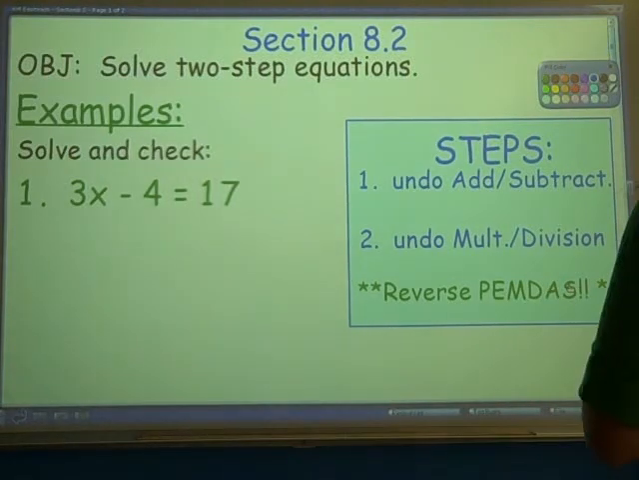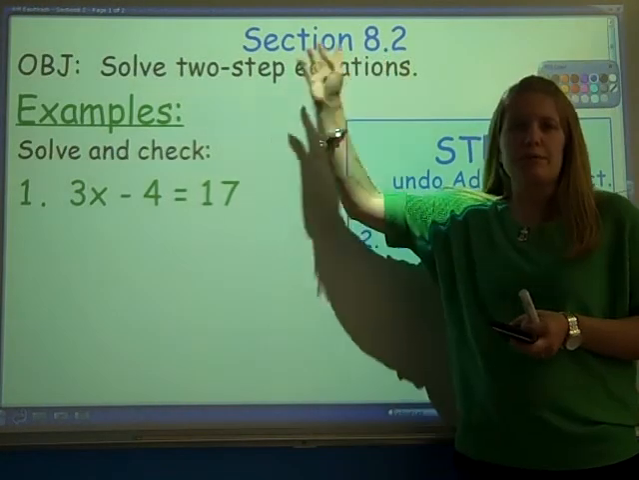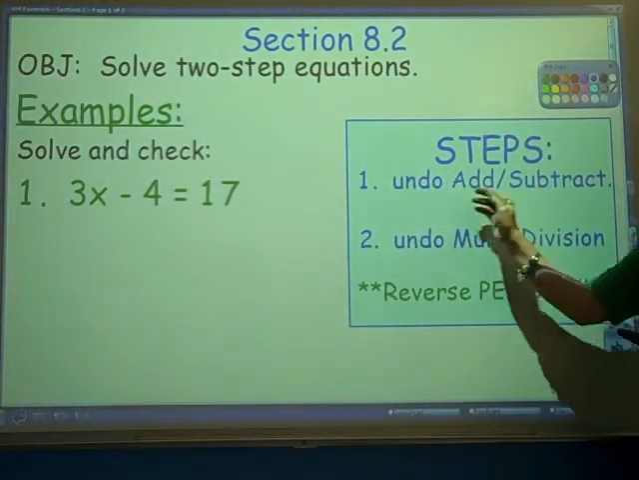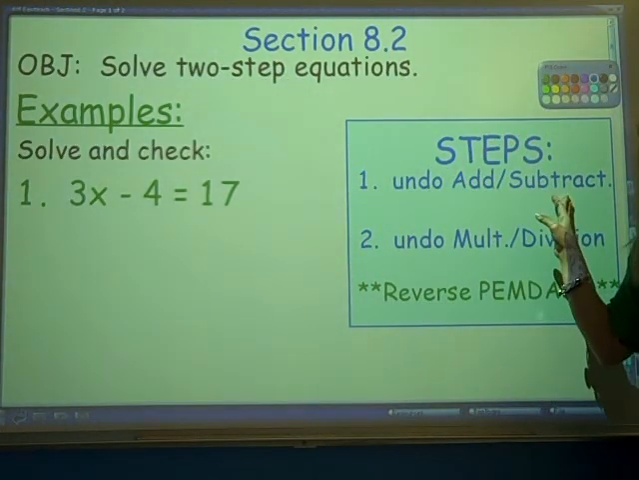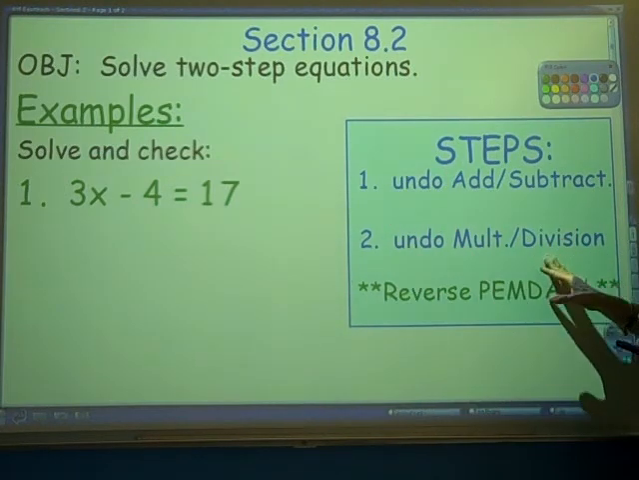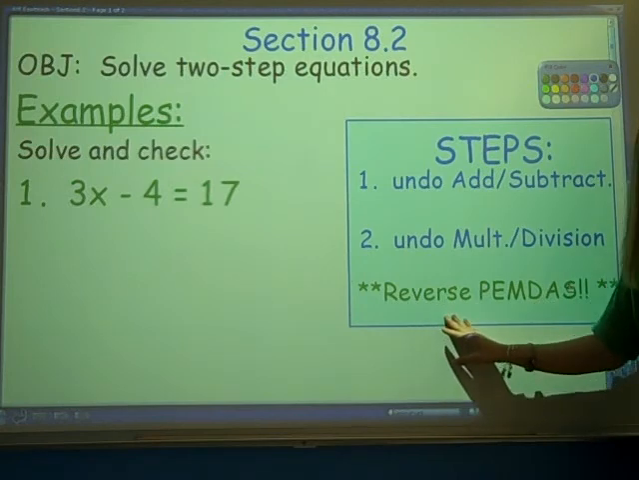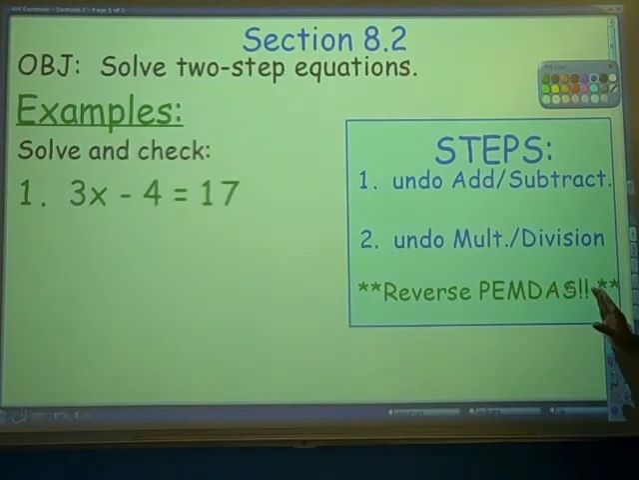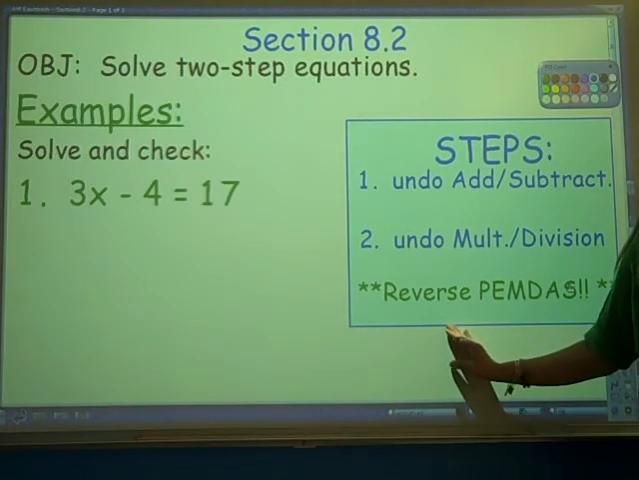Okay, hi everybody. We're going to do the second section in chapter 8. We're going to be solving two-step equations. These are the steps. First, you're going to undo any addition and subtraction in the problem, bringing it to both sides. Then you're going to undo multiplication and division. And it's like the reverse of PEMDAS, where multiplication and division comes before addition and subtraction. So you're going to go backwards, addition and subtraction first.